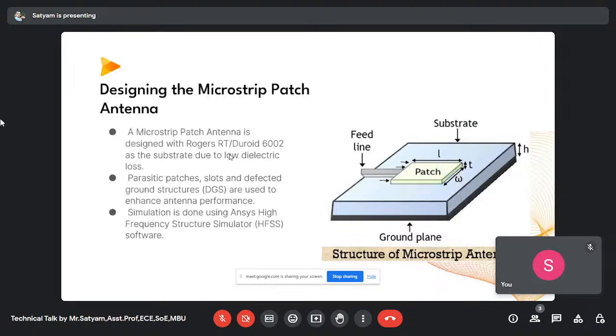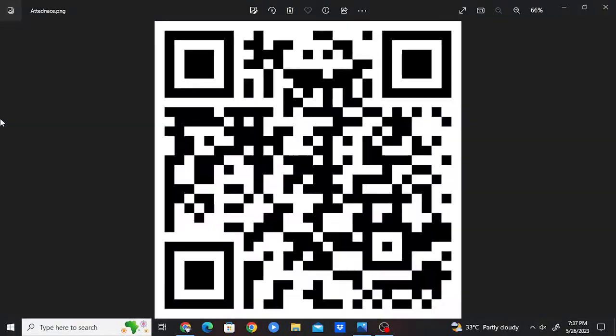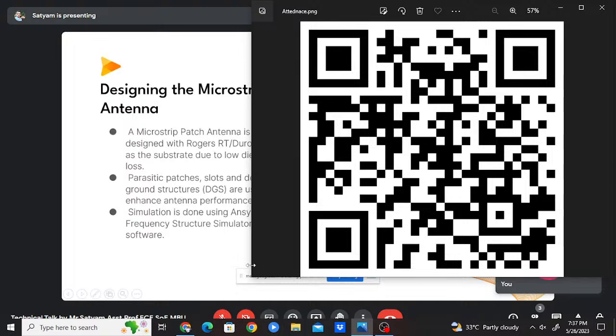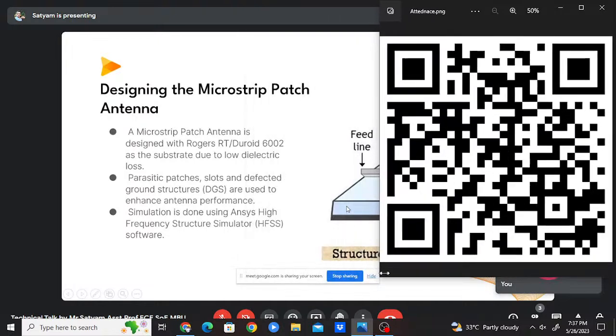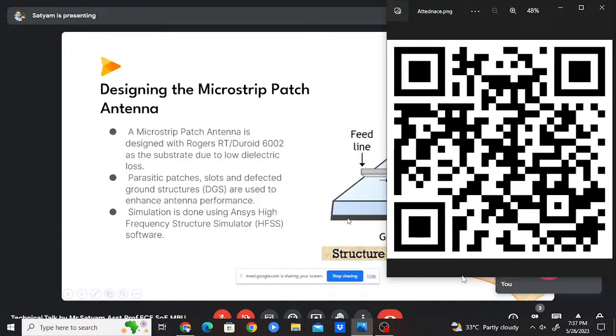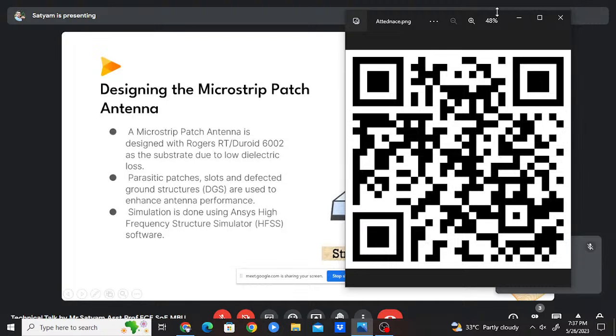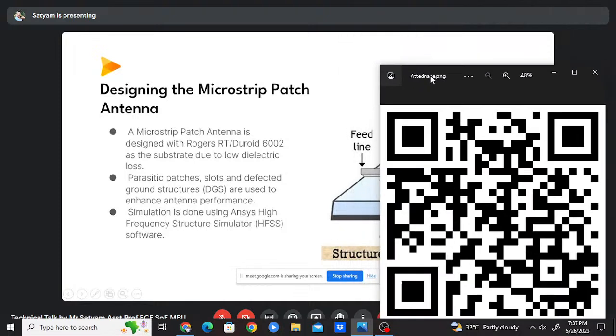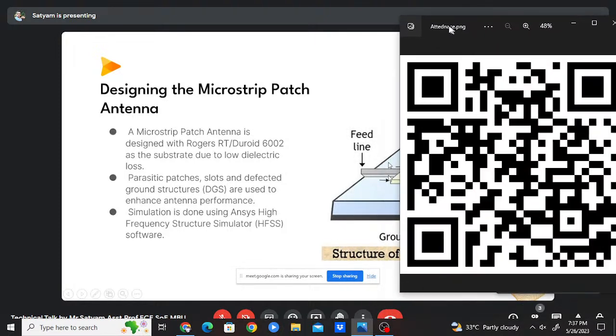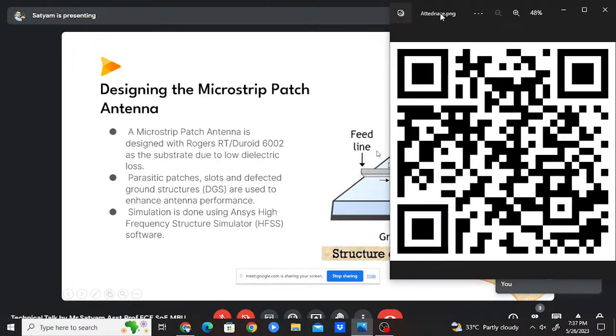Here is the microstrip patch antenna. You see here, this is the substrate. On one side of the substrate, we have a patch which is made up of metal. This substrate is made up of dielectric, right? On the bottom of the substrate, we have a ground plane. This ground plane is also metallic, let's say copper. This patch is also metallic, let's say copper. This is the feed line. The feed line connects the radiating patch and the transmission line, right? So this is the structure.